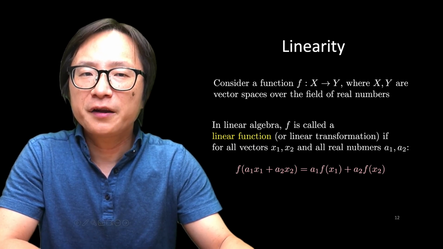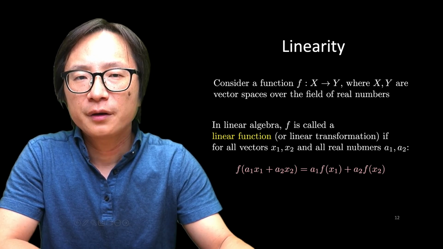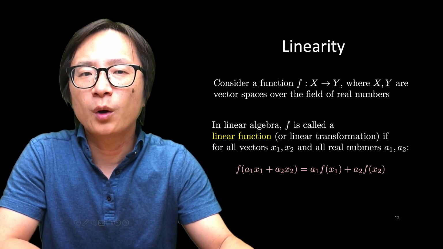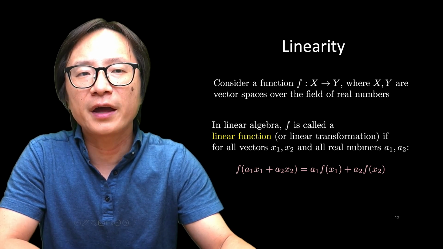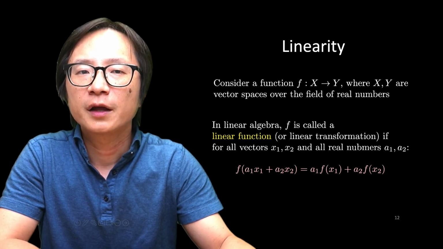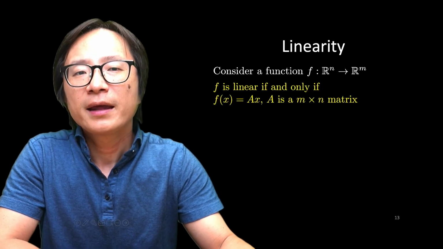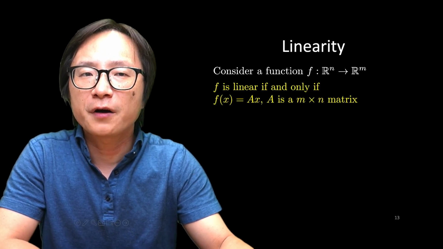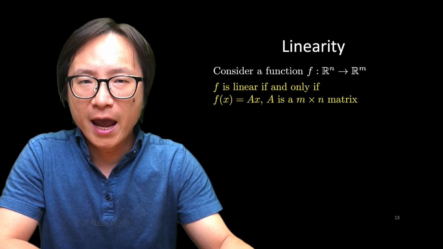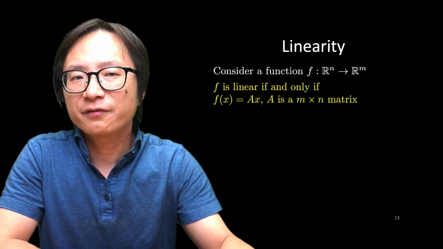F is called a linear function or linear transformation if for all vectors x1, x2 and all real numbers a1, a2, this equation holds. In other words, the function preserves the linear combination. Now let's consider a function f from R^n to R^m. Here is a basic fact.